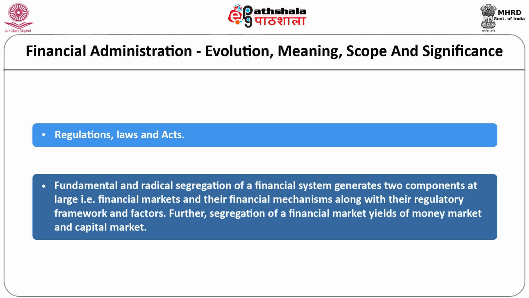Fundamental and radical segregation of the financial system generates two components at large, that is financial markets and their financial mechanism, along with their regulatory framework and factors. Further segregation of a financial market yields the money market and capital market, which are relevant to a financial system.